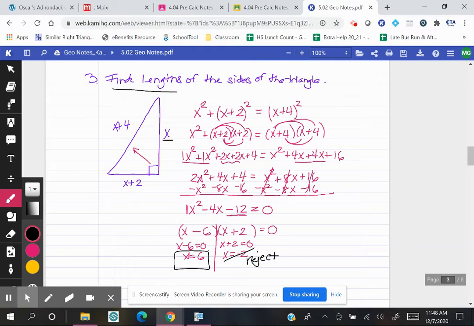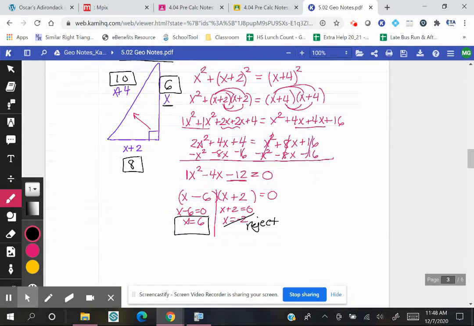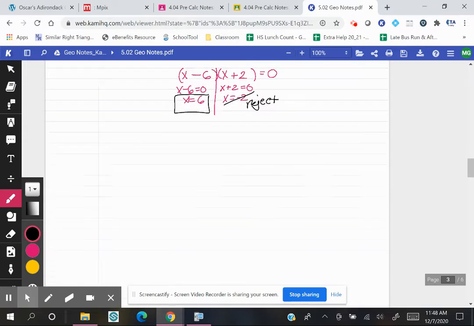Now, the question said to find the lengths of the sides, so we're going to substitute that back in to get 6. 6 plus 4 is going to give me 10, and 6 plus 2 is going to give me 8. Is this a Pythagorean triple? Yes, this is actually the multiple of 3, 4, 5. If you multiplied them all by 2, 6, 8, 10. They are all whole numbers, and they form a right triangle.